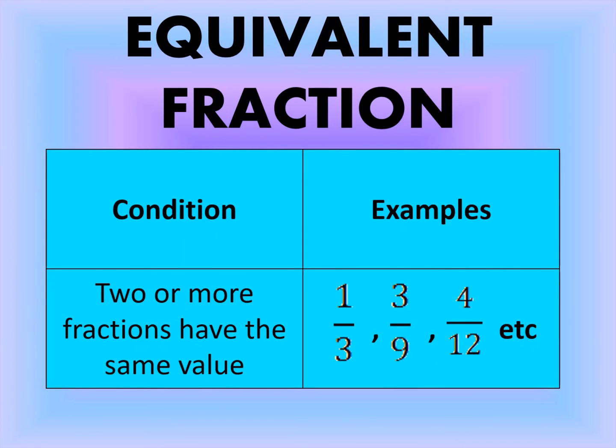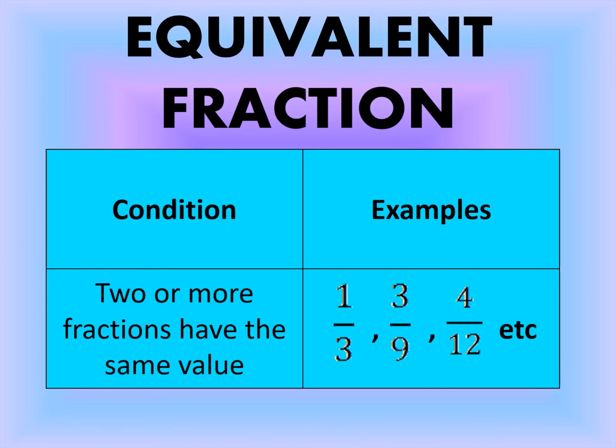Now here we are with equivalent fraction, meaning equal fraction. Though the numbers may be different, the lowest term is equal for all. Two or more fractions have the same value. Example is 1 upon 3. Next is 3 upon 9. If we reduce it to the lowest form, that is to divide: 3 ones are 3 and 3 threes are 9. We will reduce this to the lowest term. This will be 1 upon 3.